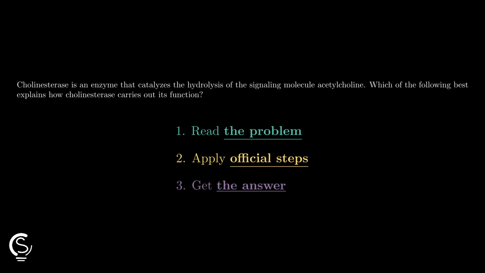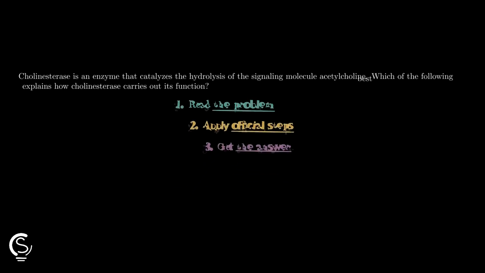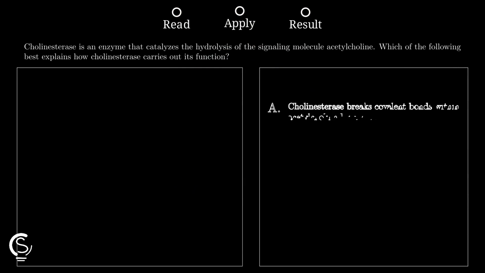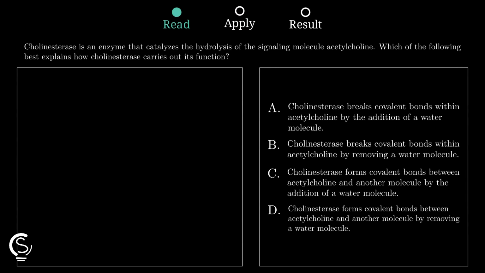Cholinesterase sounds tricky, but this one is fast. Decode hydrolysis, match the enzyme's job, and the correct choice basically reveals itself. Hydrolysis is the key word here because hydro means water and lysis means split. So the process breaks a molecule's covalent bond by adding a water molecule.